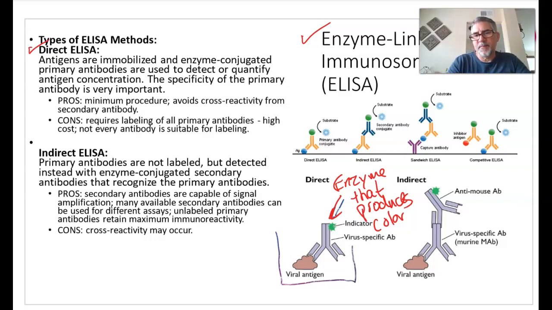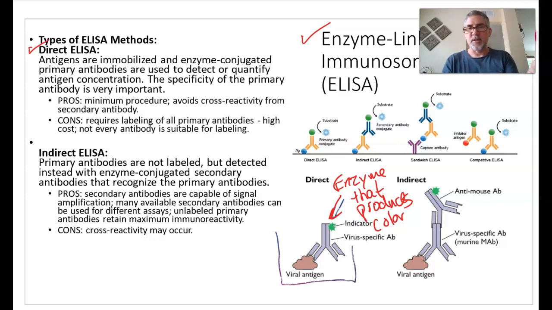So what happens is, if I have that viral antigen, and it attaches to the bottom of my well, then I have an antibody, right? And on that antibody, I have put an enzyme. It's enzyme linked, so I've linked an enzyme to that antibody. So if my antibody attaches to it, then I can hit it with a buffer, and that buffer is going to produce a color.